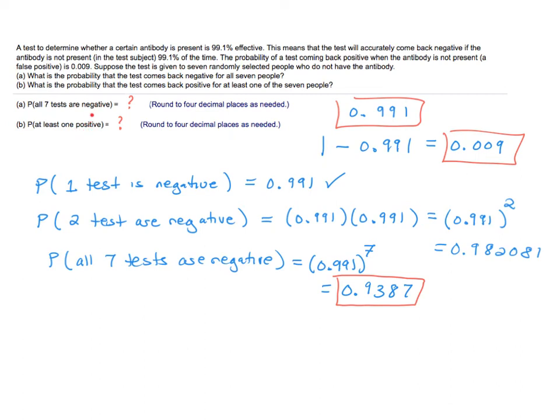So these are complementary situations. So all 7 tests are negative. If that didn't happen, it must be that at least one came back positive. And this gives us a way to get our answer. The probability that at least one is positive is the same thing as 1 minus the probability that all 7 tests are negative.